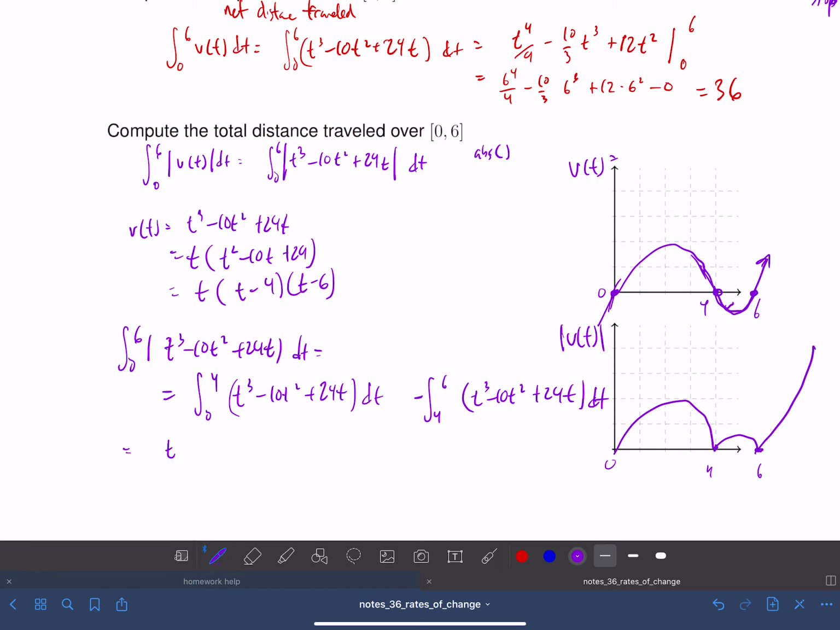This is equal to t to the 4th over 4 minus 10 thirds of t cubed plus 24 over 2 t squared. I don't like that, so I'm going to replace that with a 12. Evaluated from 0 to 4, minus the same thing, t to the 4th over 4 minus 10 thirds t cubed plus 12t squared, from 4 to 6.